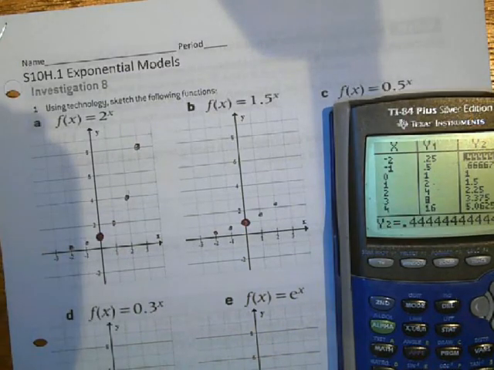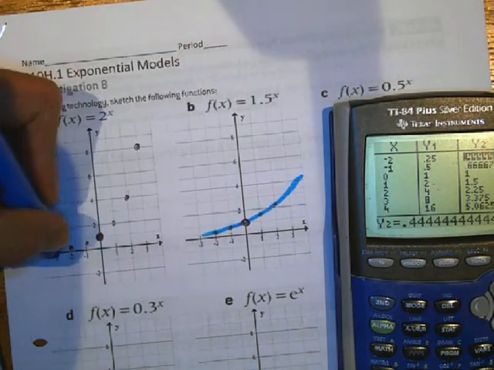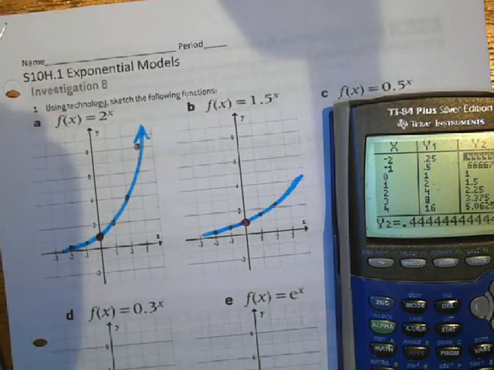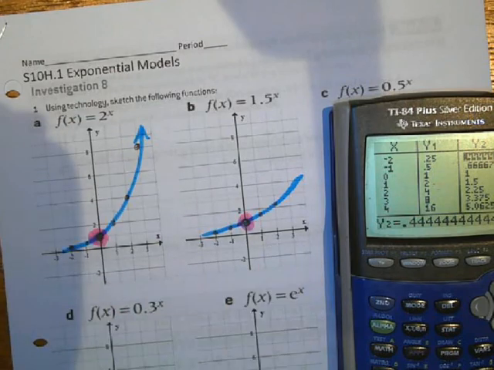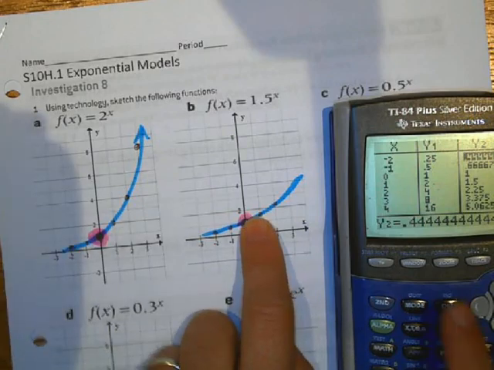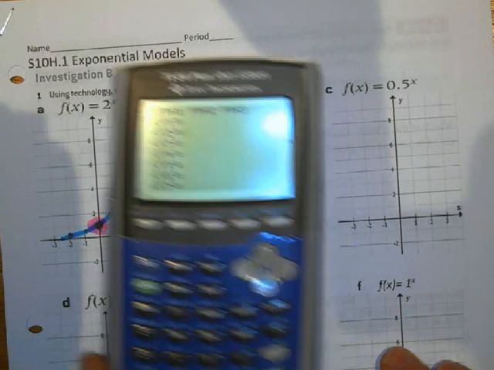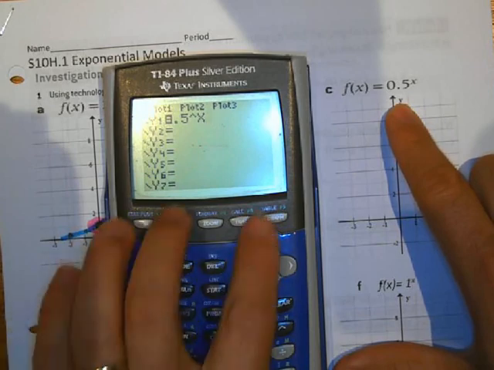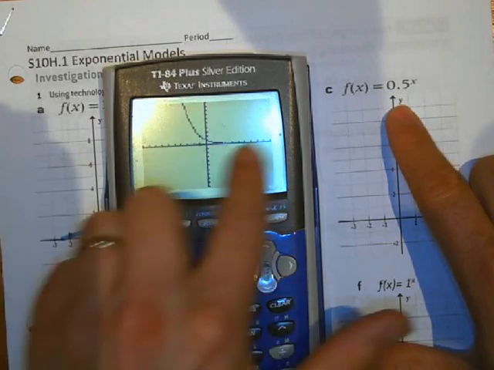Okay, and during class I saw people doing their drawings, and the most important key features of these exponential graphs are the y-intercept and the direction of the graph. So as you can see, this is increasing, and let's just graph another one for example. So here I've got 0.5 to the power of x, and if I hit graph, you can see that as x gets bigger, it decreases in value.